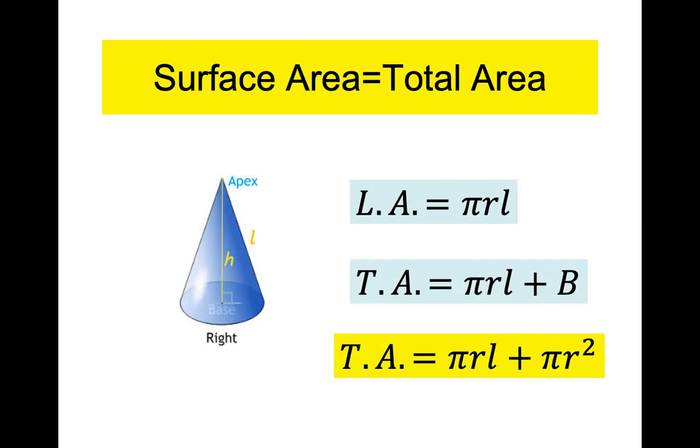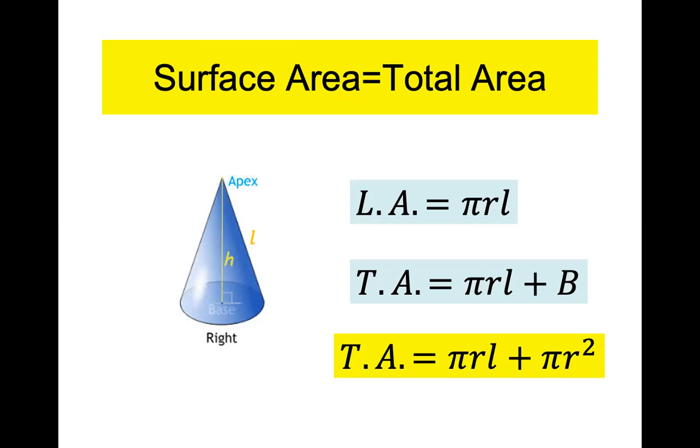Total area of the cone, write this down, please. This needs to be in your book of truth. Pi RL plus pi R squared. Easily confused with the cylinder total area, 2 pi RH plus 2 pi R squared. This one's just pi RL plus pi R squared.